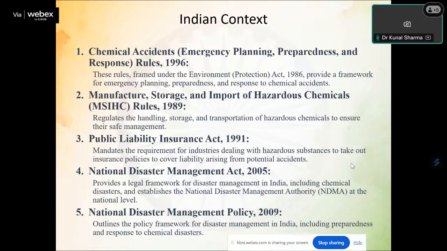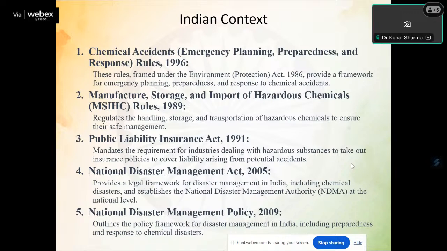One more important act is the Public Liability Insurance Act 1991. Again, it mandates that industries dealing with hazardous substances take out insurance policies to cover liability arising from potential accidents. See, the community residing near your plant, or any plant using hazardous chemicals, is not aware of the properties of these chemicals, and if they are impacted, knowingly or unknowingly they will fall into this chemical trap. So it is the liability of that particular company or industry to make certain insurance provisions so that if this type of incident takes place, they can compensate, at least on a monetary ground, with the help of the Public Liability Insurance Act. They have to ensure that everything is covered.